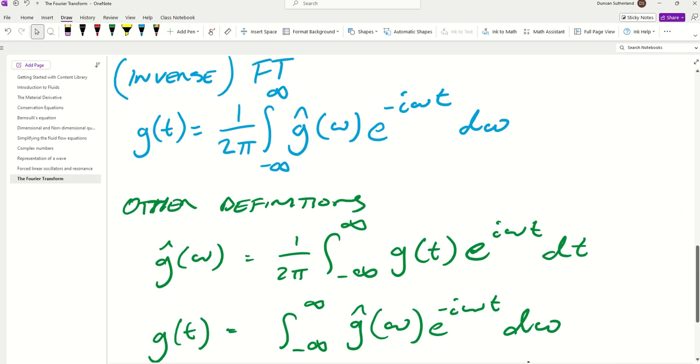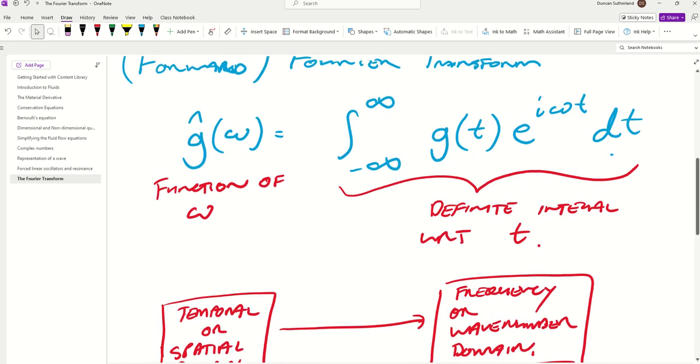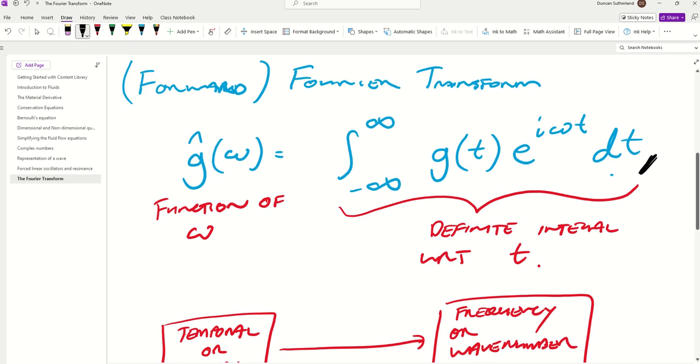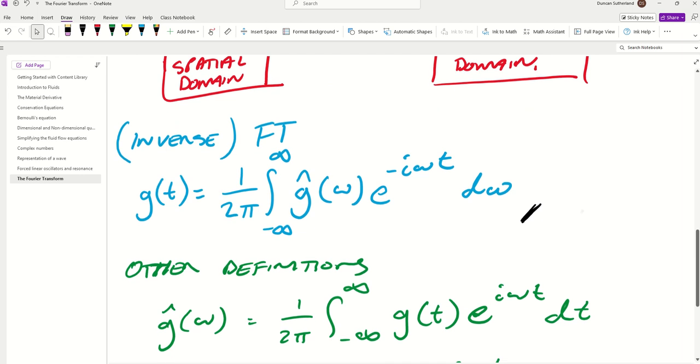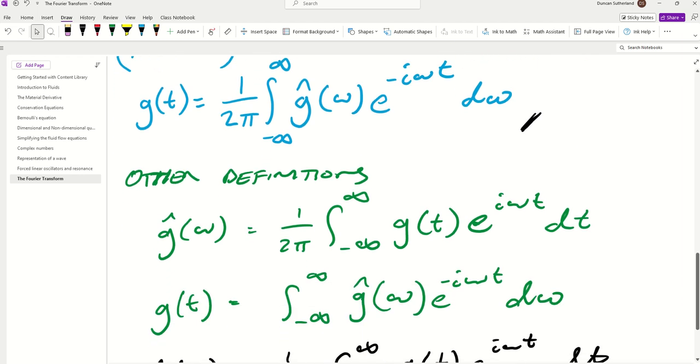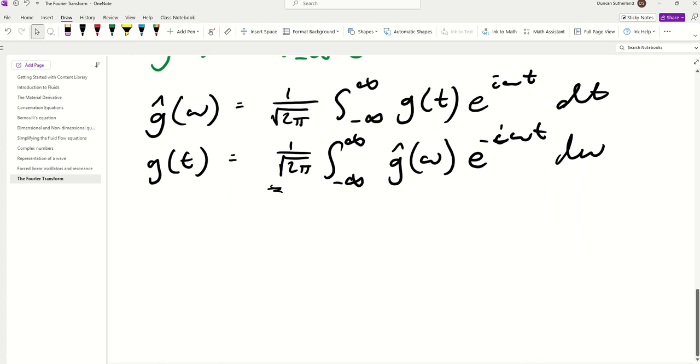The definition that the textbook uses is this pair. So that's what we're going to stick with for future discussions. I think that's about all we need to talk about. So yeah, just be careful that you understand the differences between the notation and the definitions.